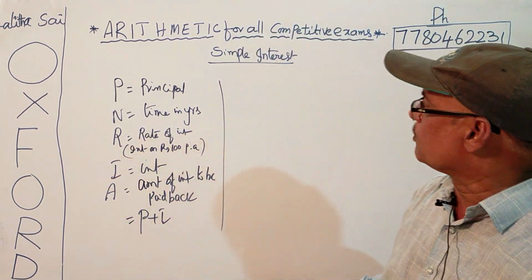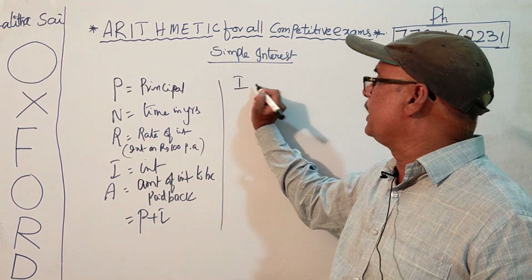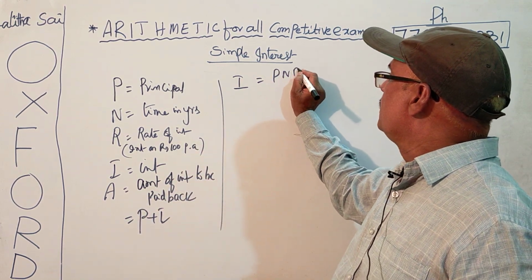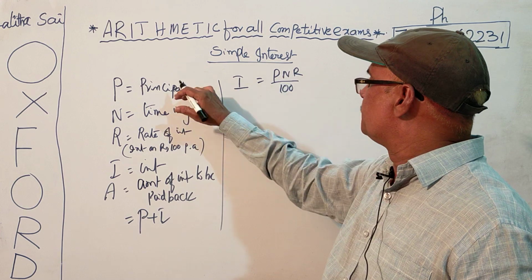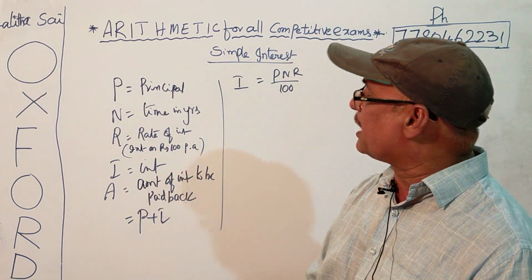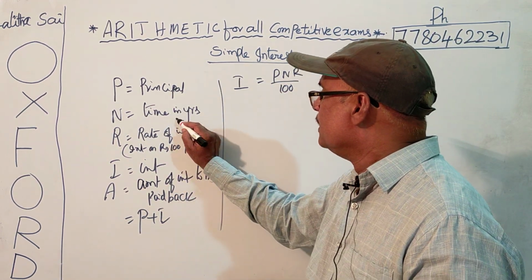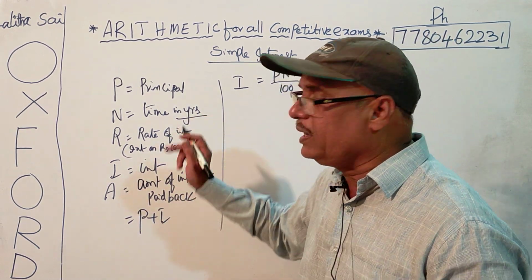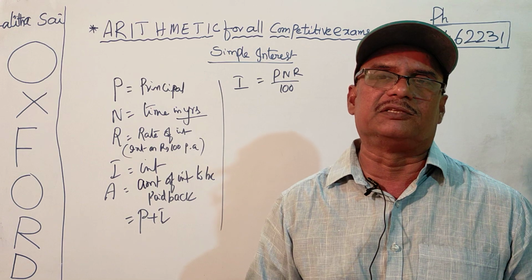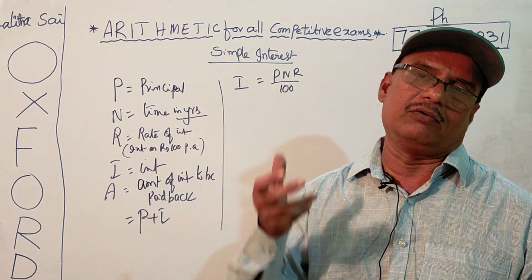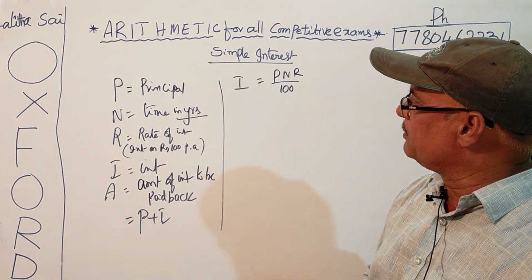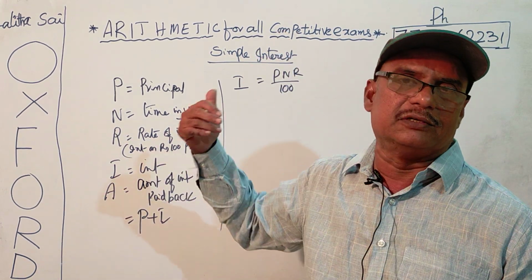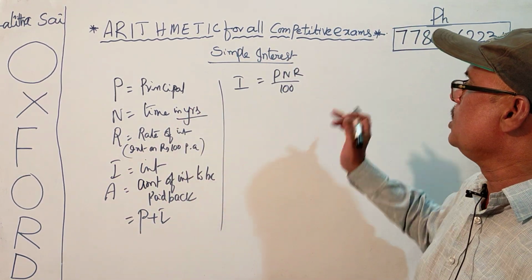Okay. Now what is the formula for I? The formula for I is PNR by 100. So P is principal, R is rate of interest, N is time in years. That you should remember always, the time should be in years. If the time is given in months, then it is to be divided by 12 to get that in years. If the time is given in days, it is to be divided by 365 to get that in years. Okay, then I is equal to PNR by 100.